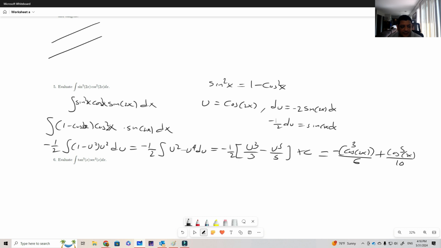And that's it for this particular integral. Everything is about separating the right part for the substitution. You gotta have the du in front for your substitution, and that's kind of the key with the trigonometric integrals.